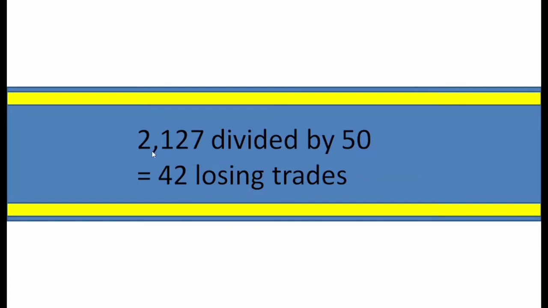So look at it now. If we have 2,127 pips in a 200,000 naira account, we divide this by 50, and we have 42 trades. What does this mean? For you to blow your 200,000 naira account with a stop loss of 50 pips, you will need to lose 42 trades before you blow your account. And that is very impossible.